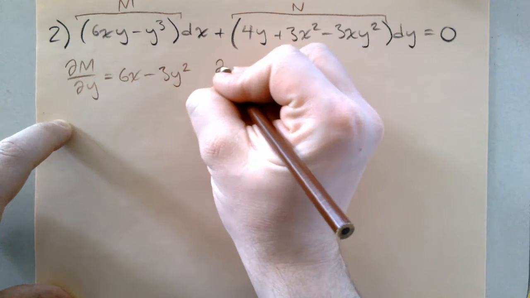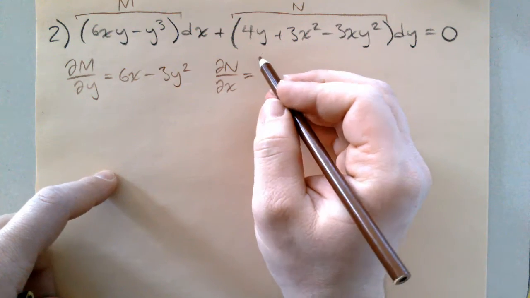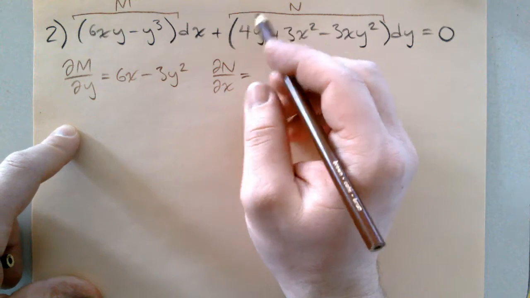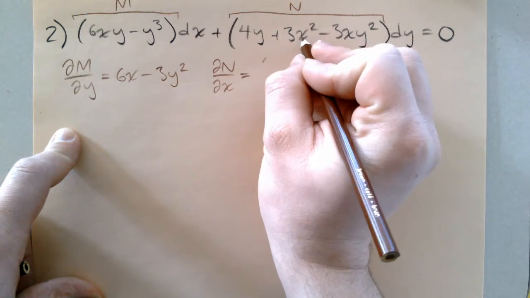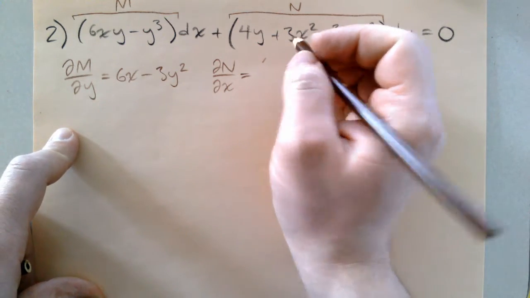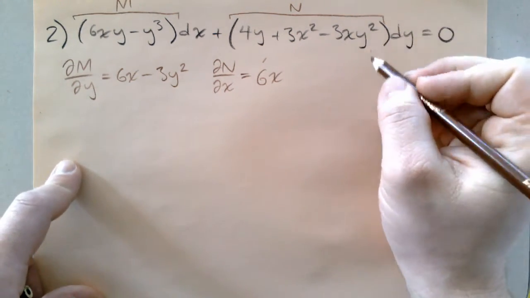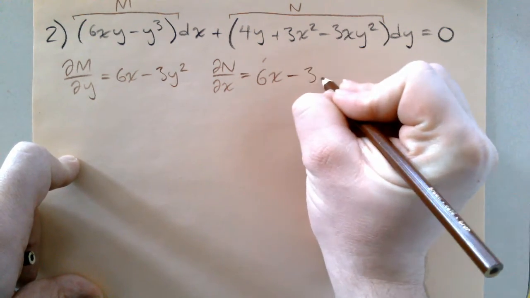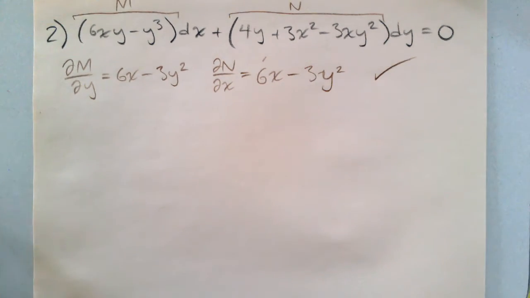Going on to our partial N with respect to x, looking at this term, it'll end up being our 4y is just like a constant, where there's no x anywhere in this term, so we can just drop it out. So looking at the next term, we have 3x squared, which will pull the 2 down and get a 6x. And then finally, the last term, we'll subtract off the x will go away, so that will just leave us a 3y squared. Once again, we've proven it's an exact equation, because these two terms are the same.